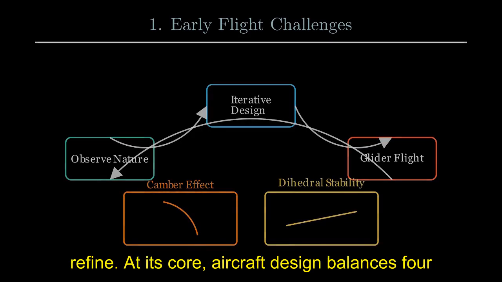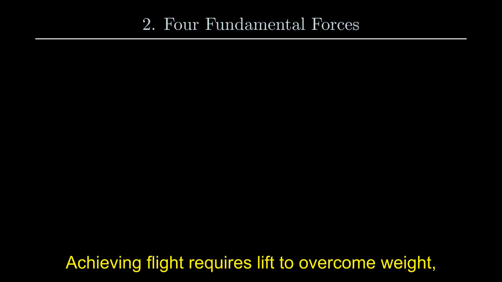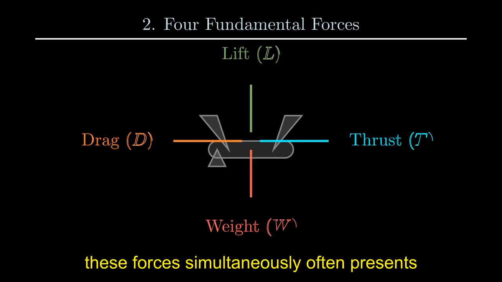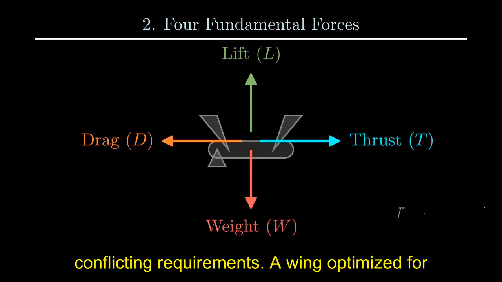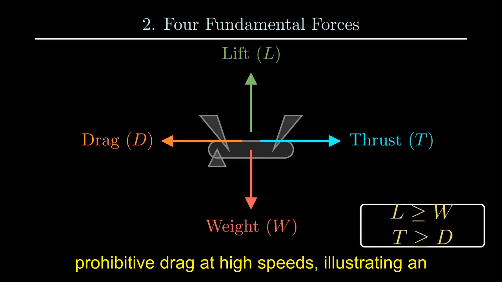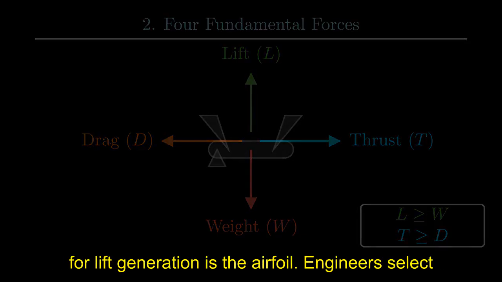At its core, aircraft design balances four fundamental forces: lift, weight, thrust, and drag. Achieving flight requires lift to overcome weight, and thrust to overcome drag. However, optimizing these forces simultaneously often presents conflicting requirements. A wing optimized for maximum lift at low speeds might generate prohibitive drag at high speeds, illustrating an immediate design trade-off. The primary mechanism for lift generation is the airfoil.